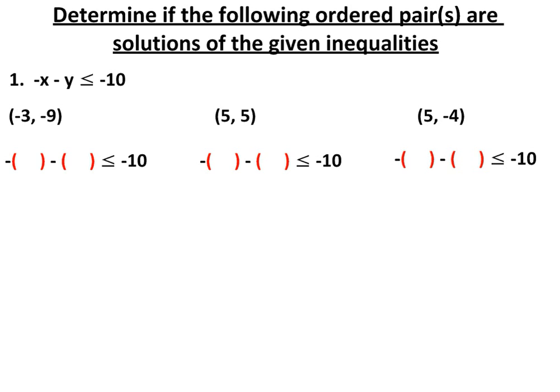So I'm just going to do the first one for you, and I'll leave the last two for practice. So here's my inequality, negative x minus y is less than or equal to negative 10. And the first one I want you to try is negative 3, negative 9, a solution. So what that means is put it in as a test point. And I kind of do a little shell to make it easier for me. All I'm going to do is anywhere I see an x, substitute a negative 3. Anywhere I see a y, substitute a negative 9.